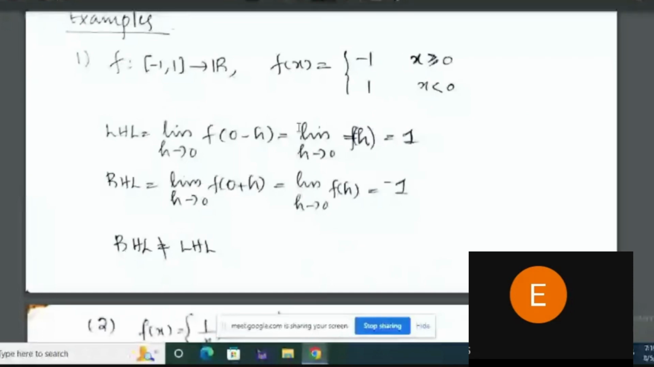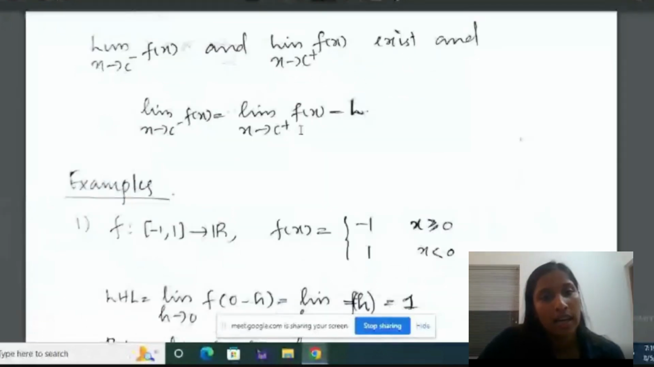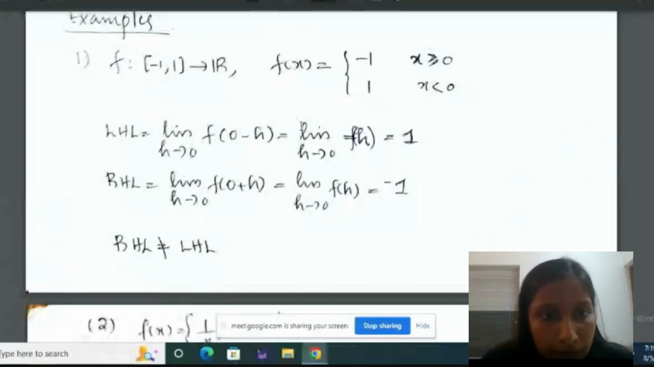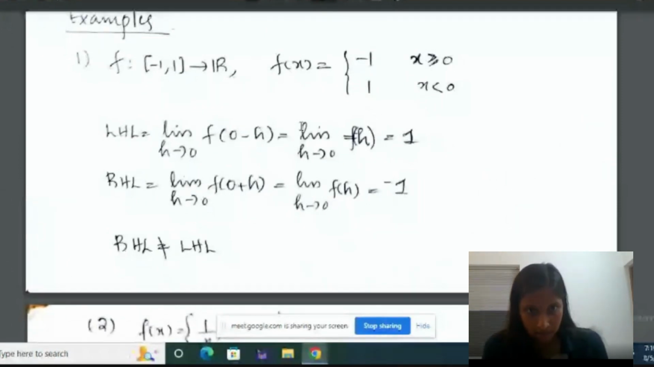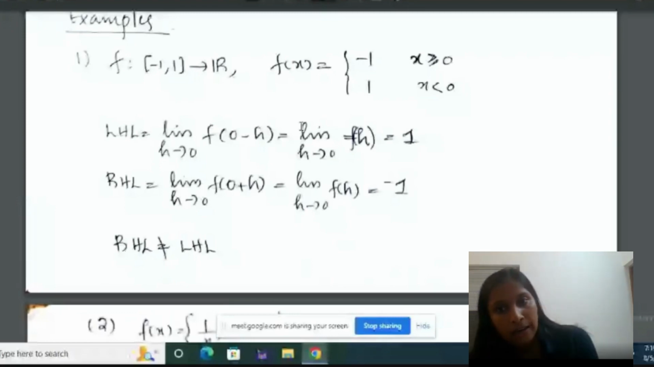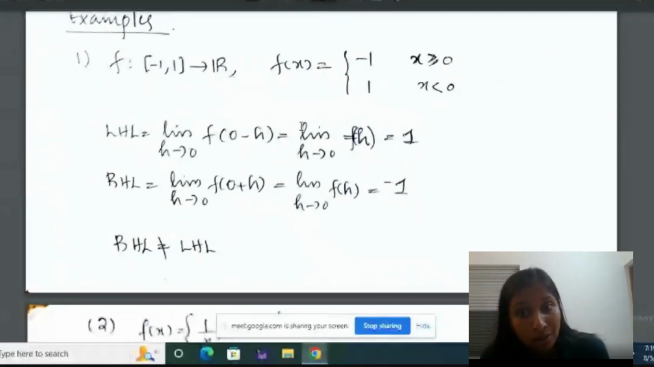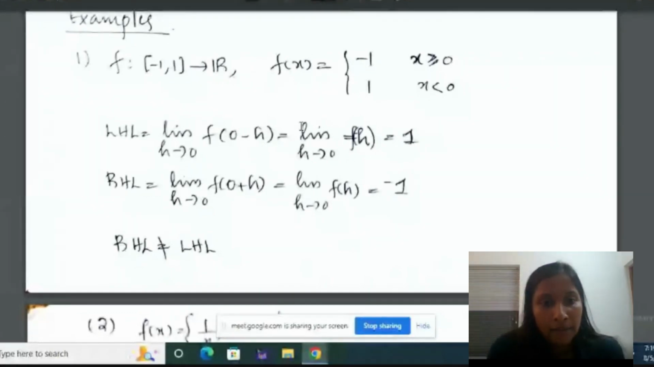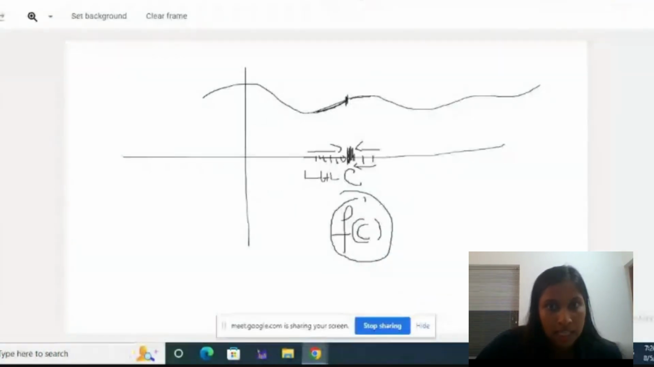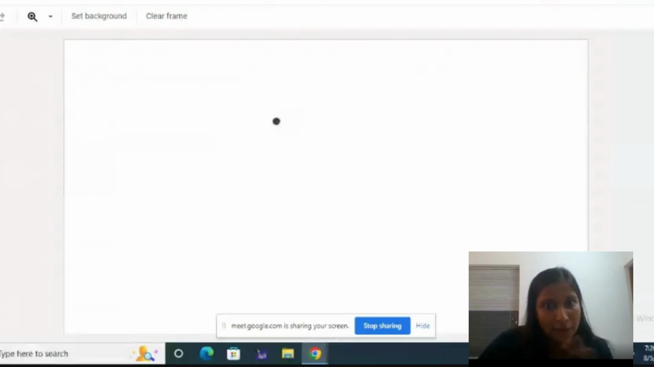So the first one is the signum function. I'm taking the function f from the closed interval [-1, 1] to R, where f(x) equals -1 if x is greater than or equal to 0, and 1 if x is less than 0. If we have to calculate the limit at the point 0, first we can see the graphical prediction of that limit.